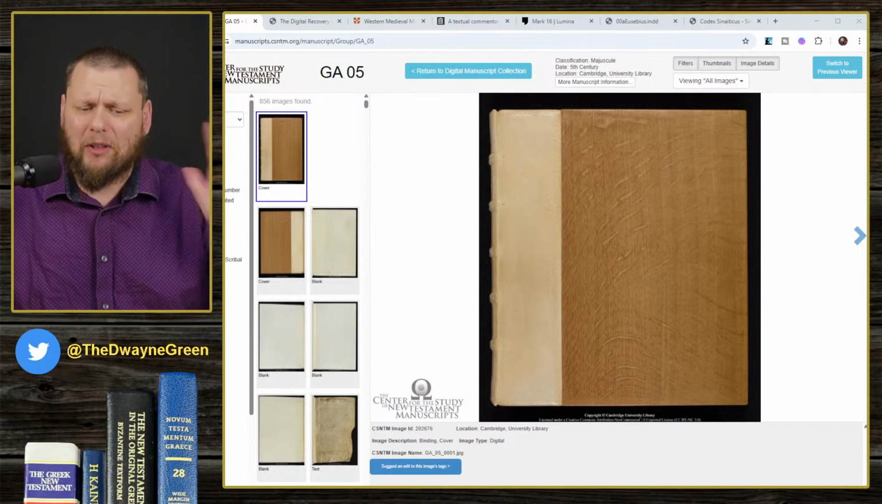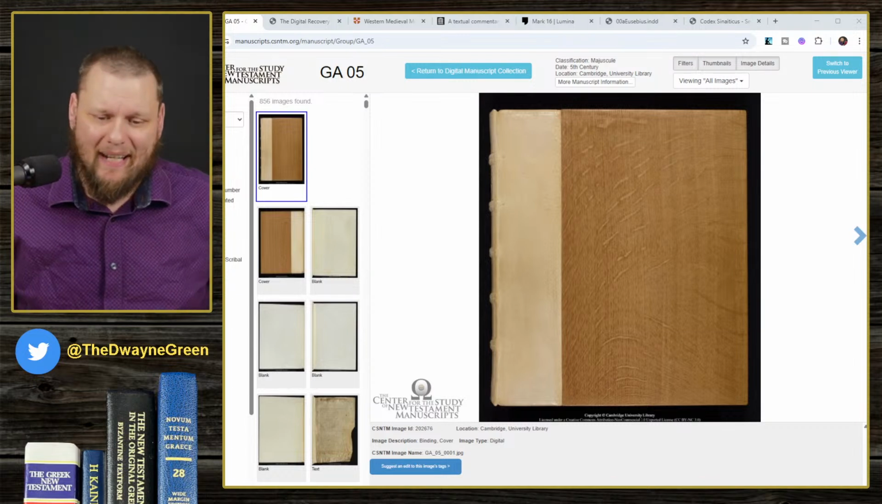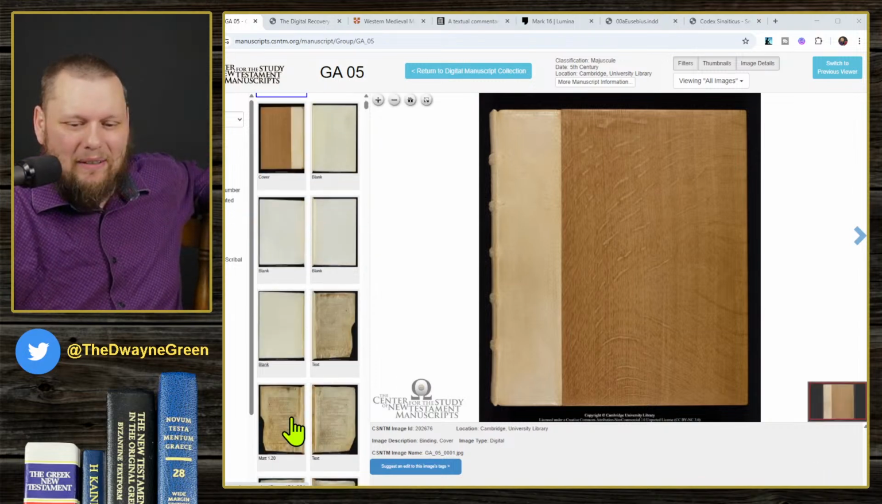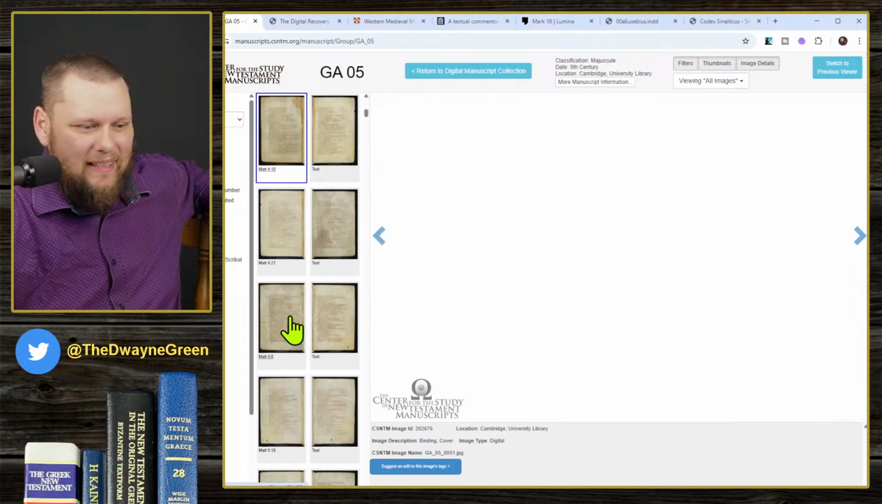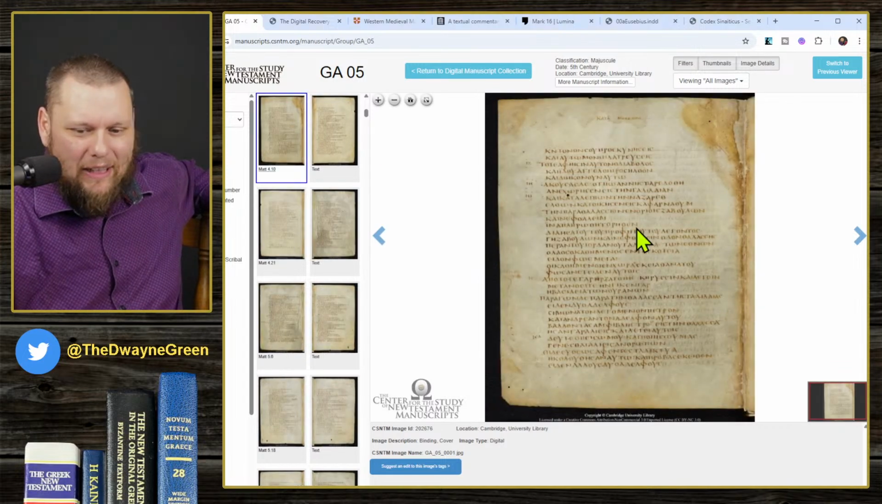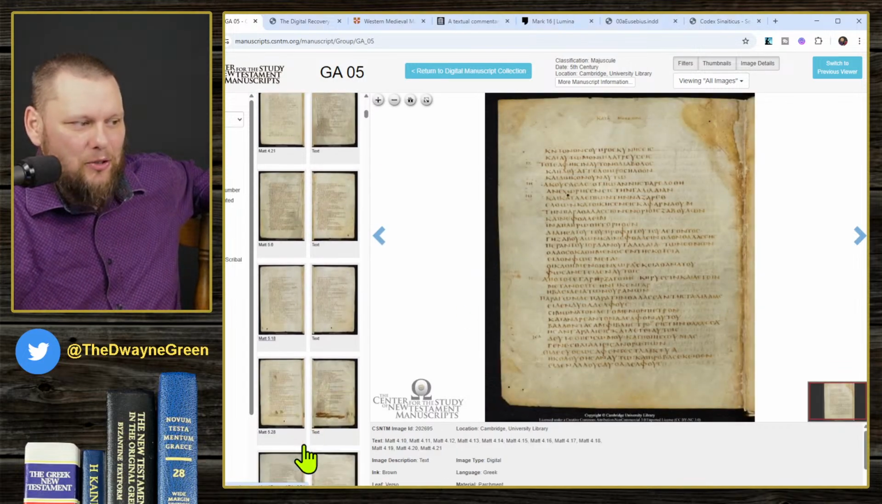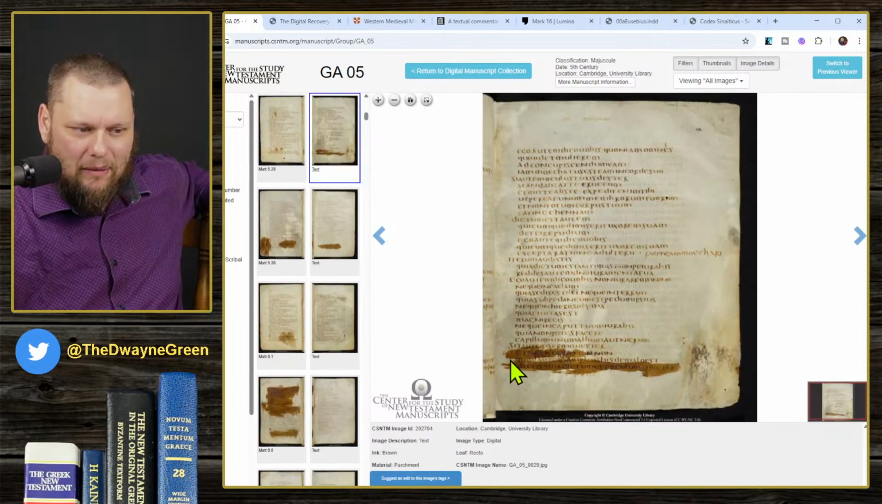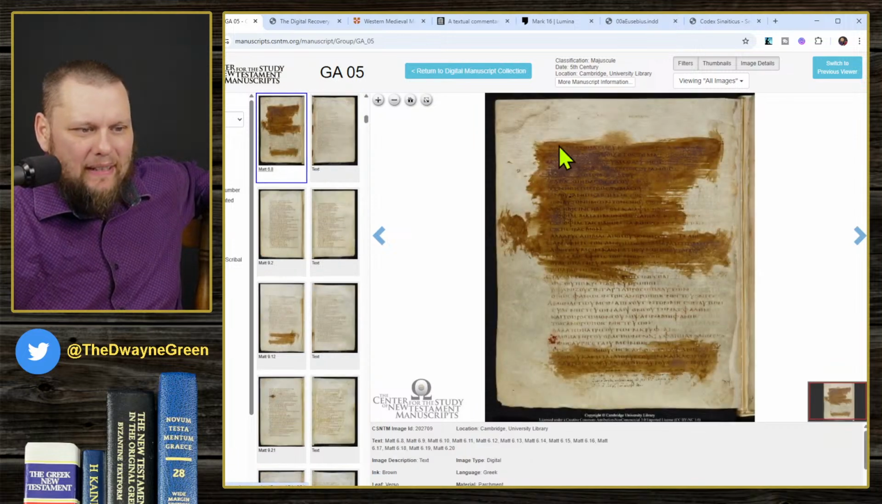So this is it. This is what you're looking at. This is Codex Bezae. We can scroll through some of the stuff here just to take a look. This gives you a general idea of what the manuscript itself looks like. The other thing that you're looking at here is, I think, water damage. And this manuscript has tons of water damage.